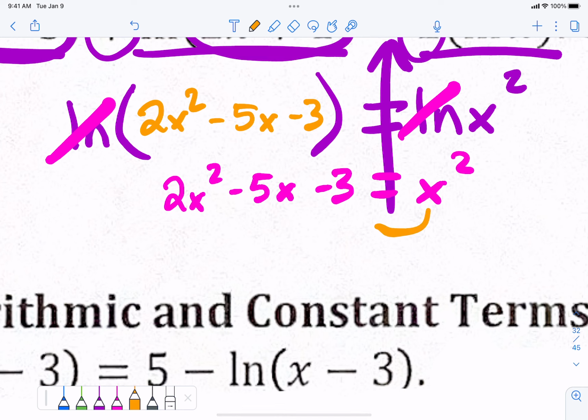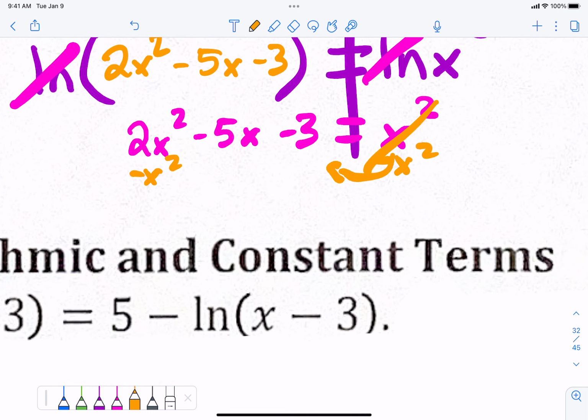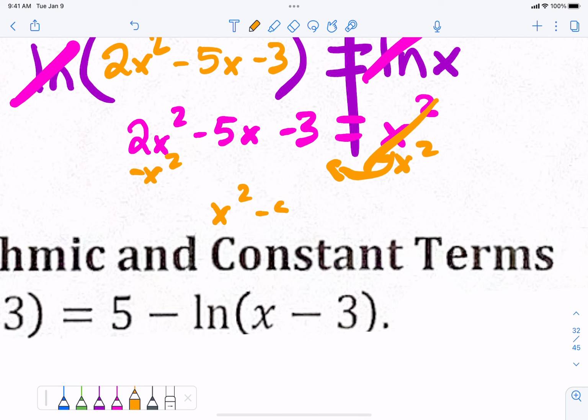Let's move this guy over there. Let's subtract x squared. Okay, what's 2x squared minus x squared? X squared minus 5x minus 3 equals 0. Then what? You break it down if you can. What can you multiply to get 3 but add to get negative 5?